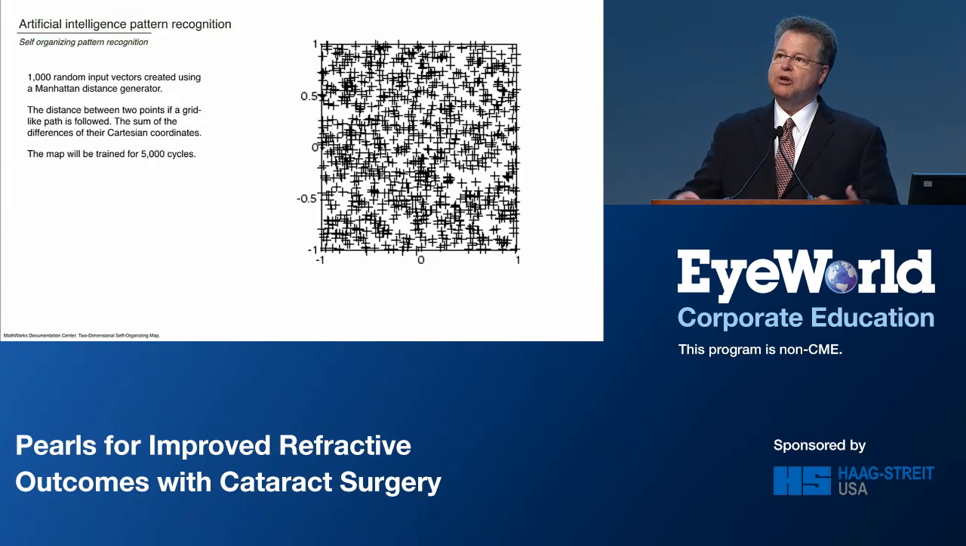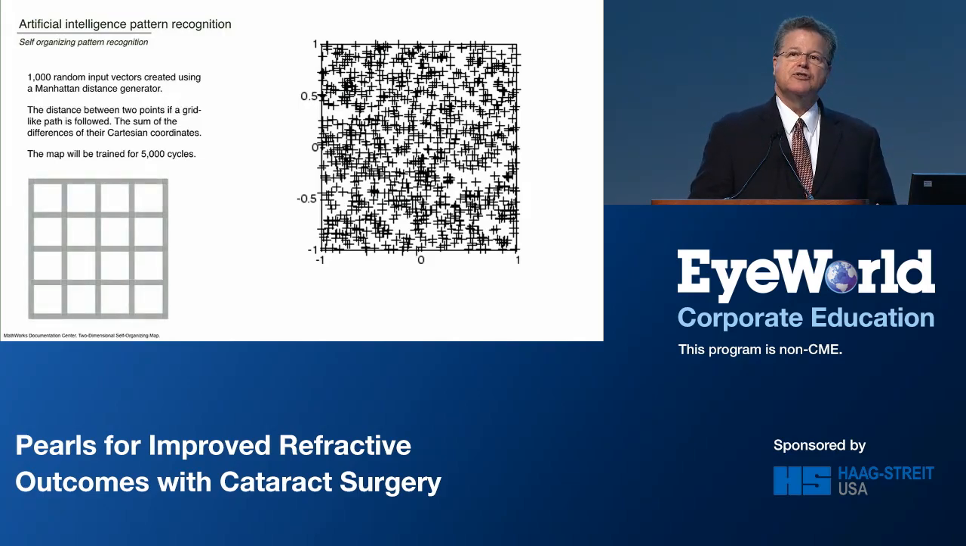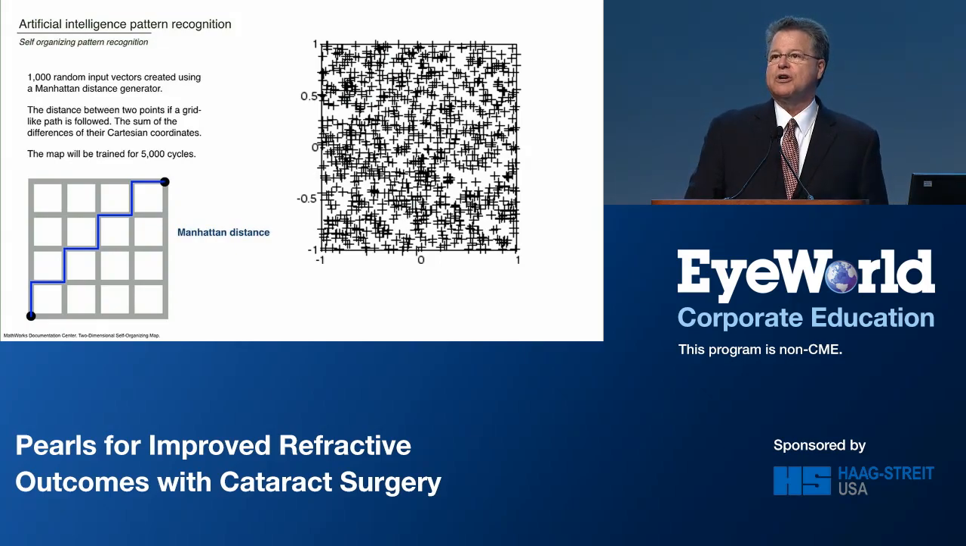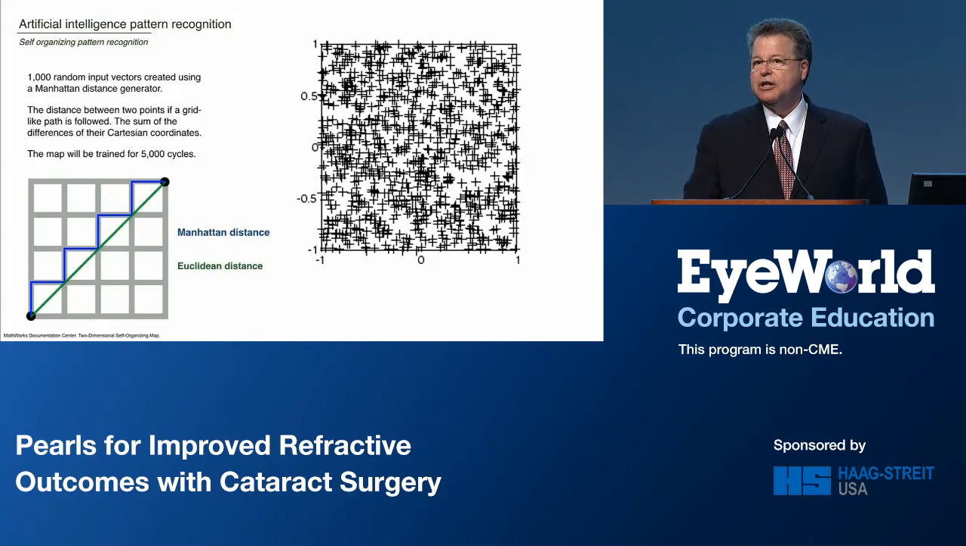So what we're going to do is we're going to put 1,000 random points into a little box. But these aren't random points. These are points that were selected using something called a Manhattan distance generator. And the Manhattan distance would be how you would walk from here to there across town through a number of city blocks. So this would be the Manhattan distance from here to there across Washington, D.C., as opposed to the Euclidean distance, which is how the crow flies.